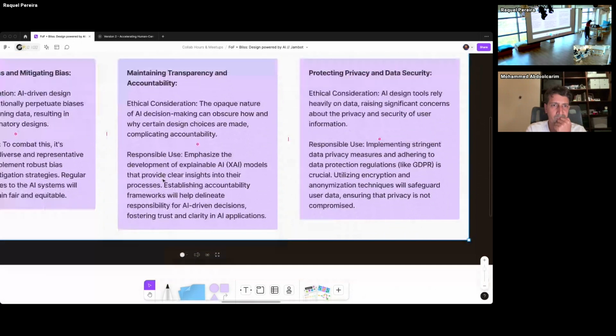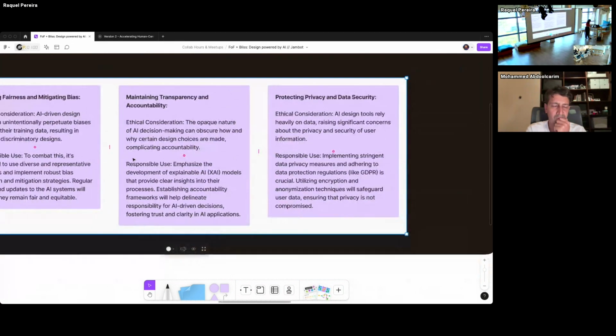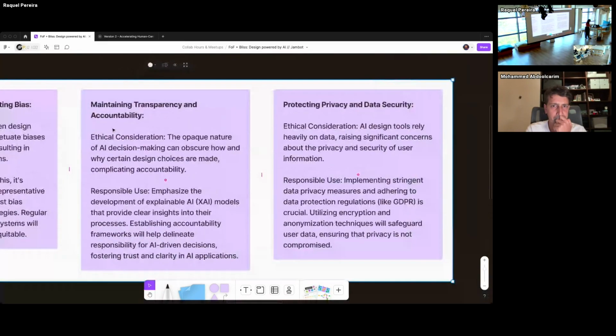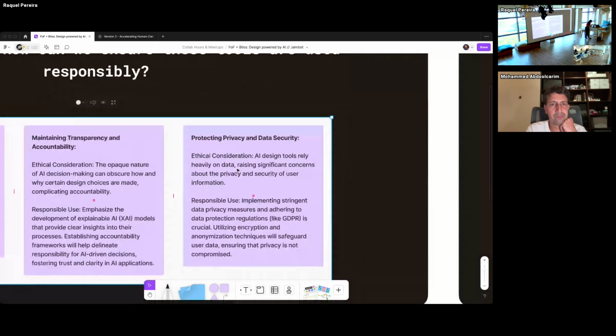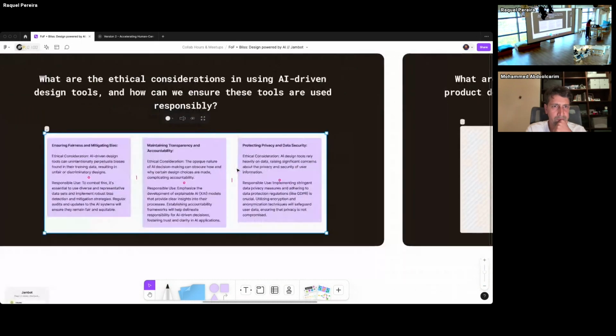So eventually it says something here like, the opaque nature of AI decisions can obscure how and why certain design choices are made, complicating accountability. So this is also very interesting. And then it said, protecting privacy and data security. I think this is also another one that is still very polemic, like where it will get the data, and regarding GDPR. So I think this one is interesting.